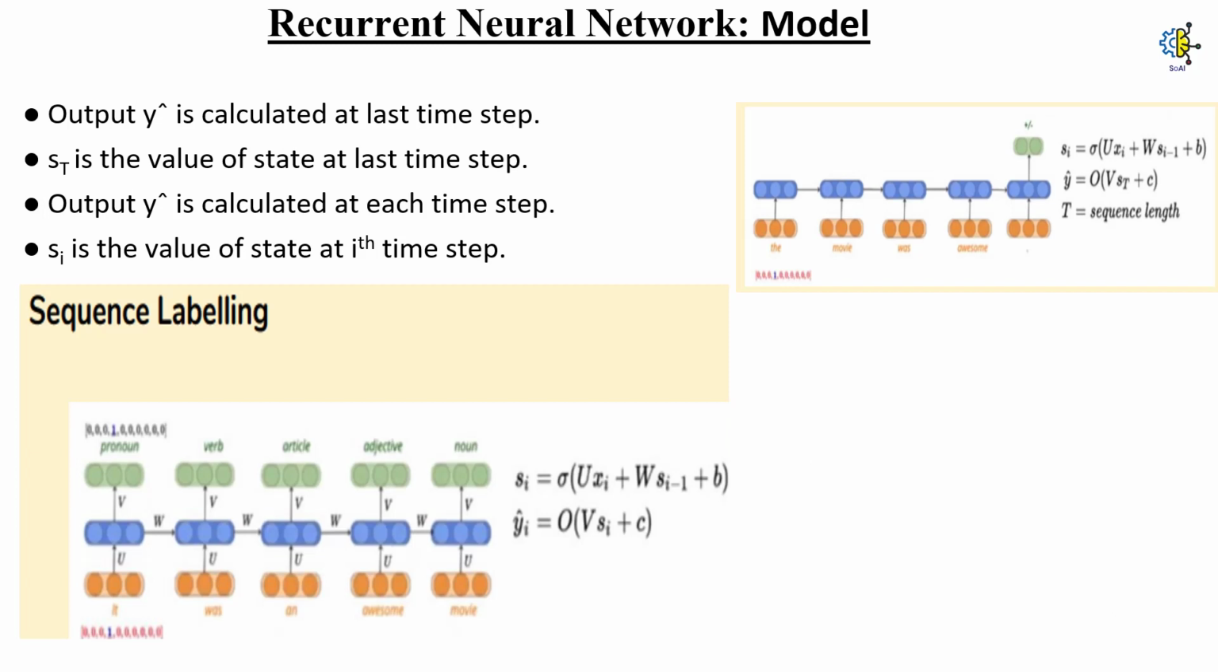Model output y cap is calculated at the last time step. St is the value of state at the last time step. Output y cap is calculated at each time step. Si is the value of state at the ith time step. Sequence labeling. You can see the formulas here. Si is equal to sigma of U xi plus W si minus 1 plus b, and yi cap is equal to big O of V si plus c.